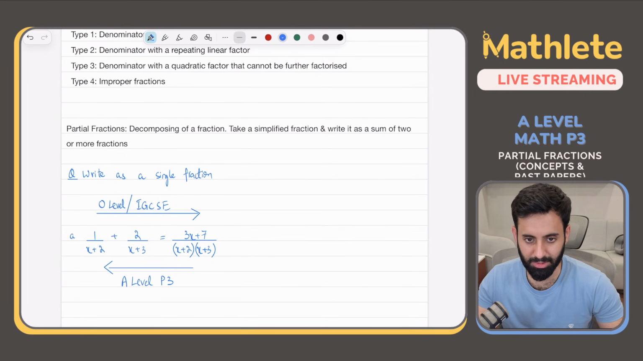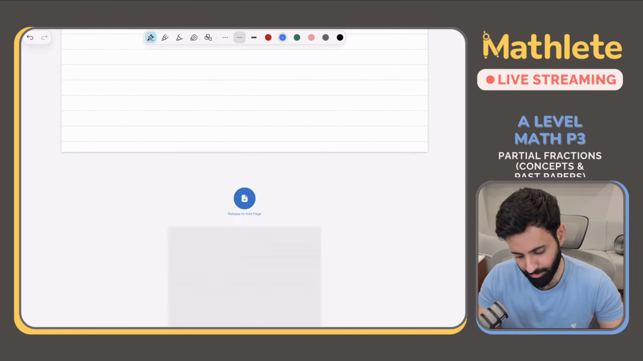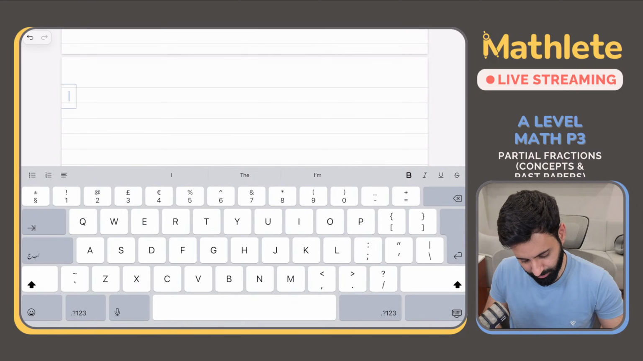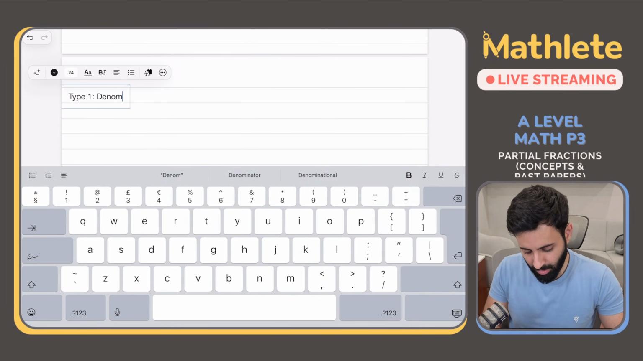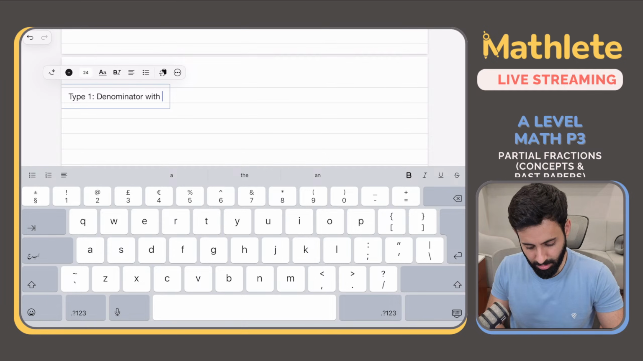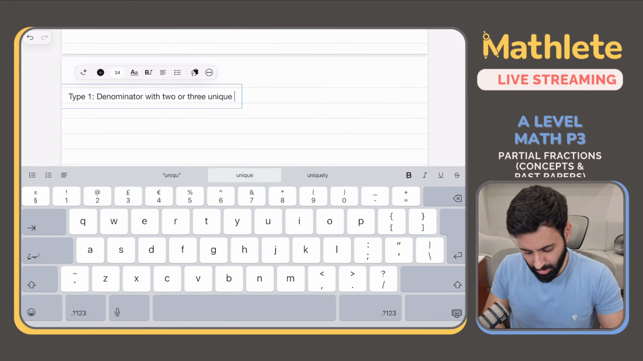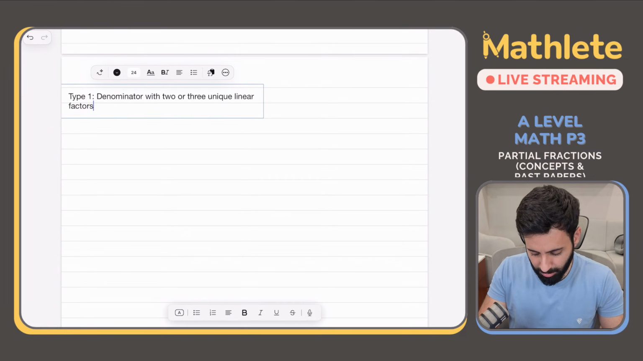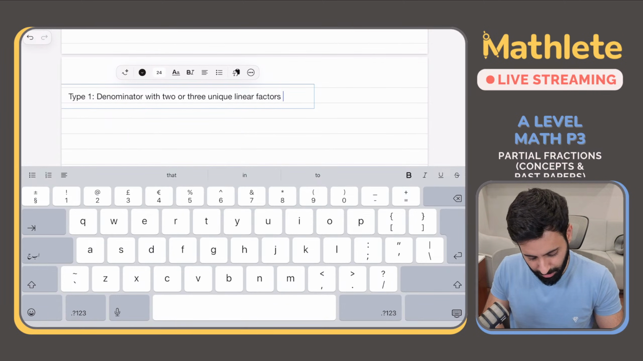Now we're going to do the reverse process. Let's start with the first type. So this is type 1. In type 1, you have a denominator with 2 or 3 unique linear factors, because it's not going to be more than 3 anyway. And bear in mind that all these fractions are going to be proper fractions.